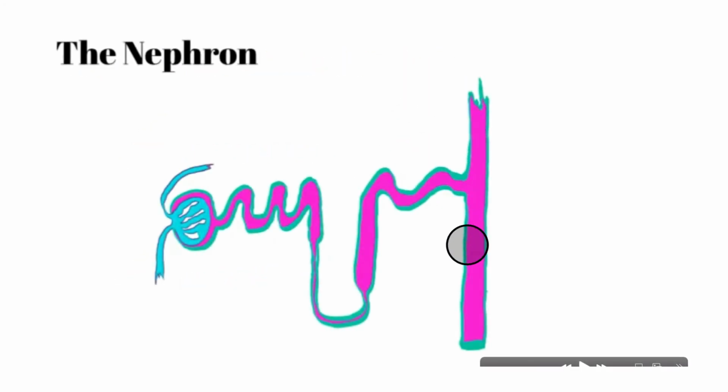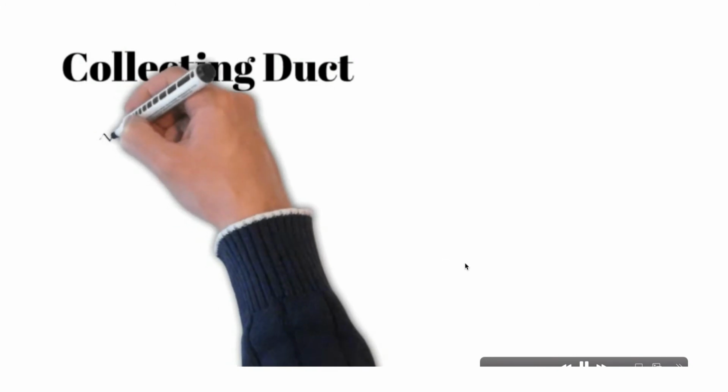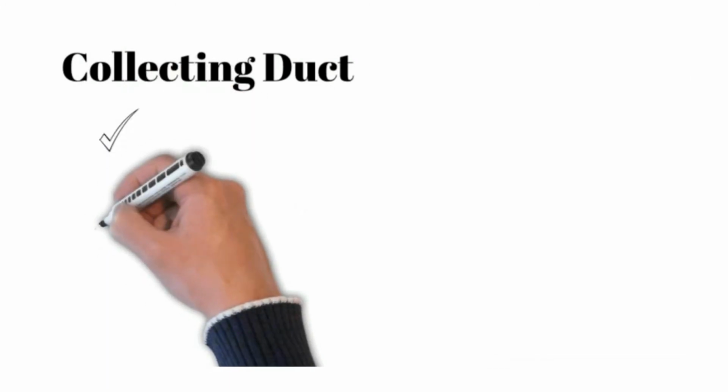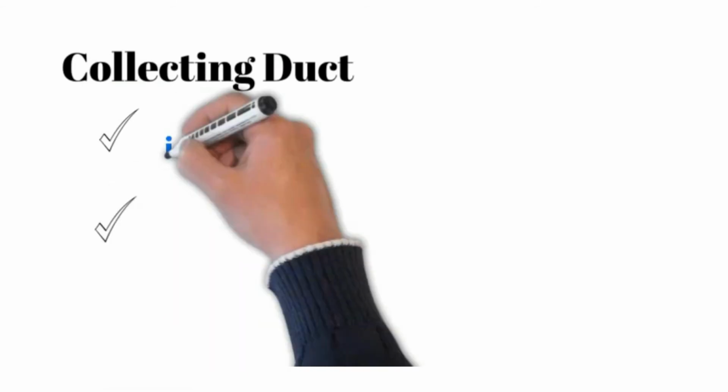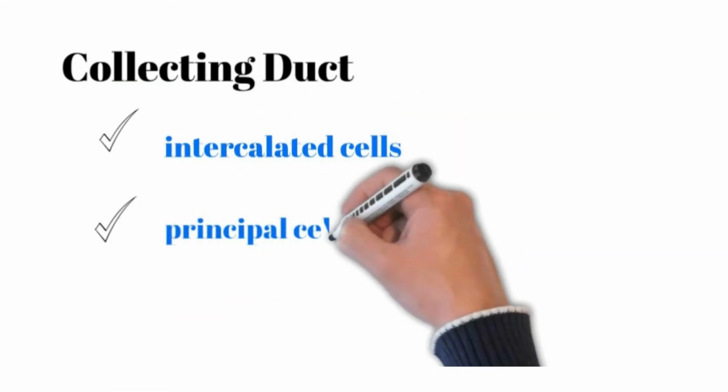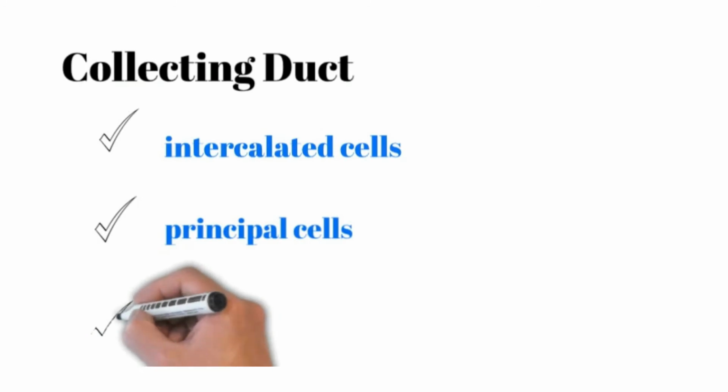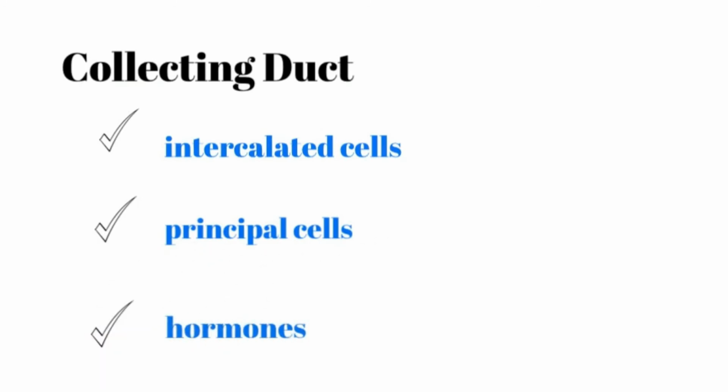Now let's take a look at the collecting duct right here. The collecting duct, once again, is not part of any single nephron. It is shared by multiple nephrons, but this is the collecting duct, which is lined by simple cuboidal epithelial cells. And there are two types of cells that make up the collecting duct. We have intercalated cells and we have principal cells. The intercalated cells of the collecting duct are responsible for secreting either the hydrogen ion into the lumen of the collecting duct or bicarbonate.